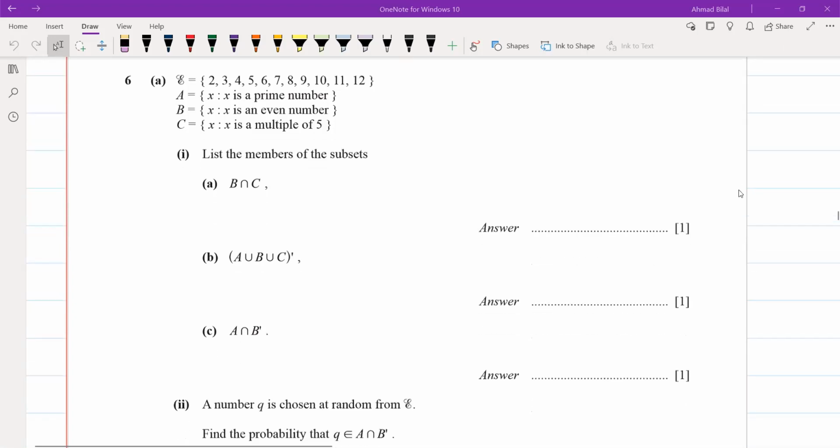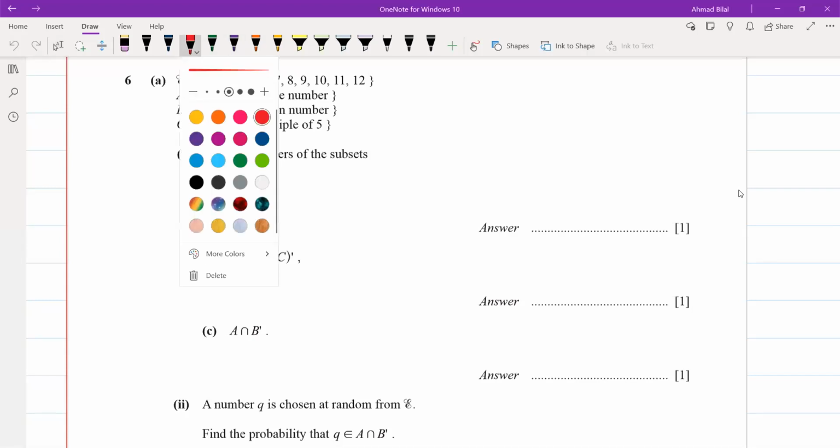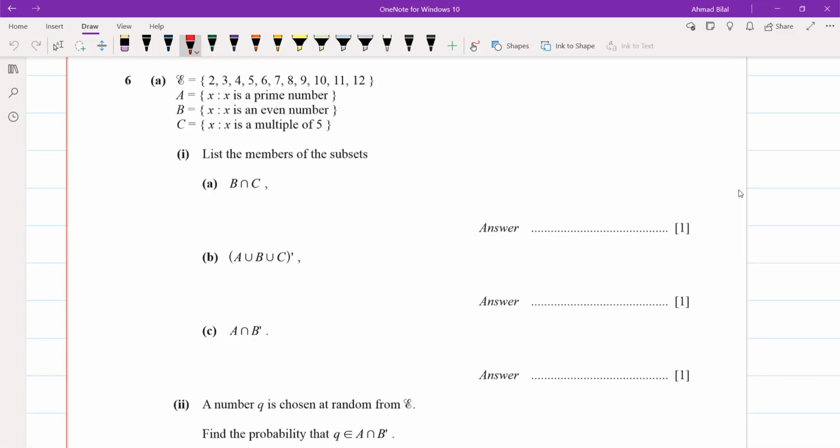So we have this universal set. That's 2, 3, 4, 5, 6, 7, 8, 9, 10, 11, 12. We have this universal set. We have the sets A, B, and C. You have to list the members of the subsets B intersection C. Okay, B intersection C लिखना है. अच्छा, इसमें बेहतर होता है अगर आप पहले सारे नंबर्स सारे सेट्स लिख लें.